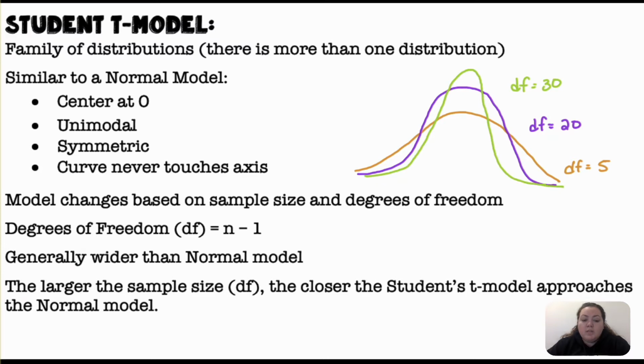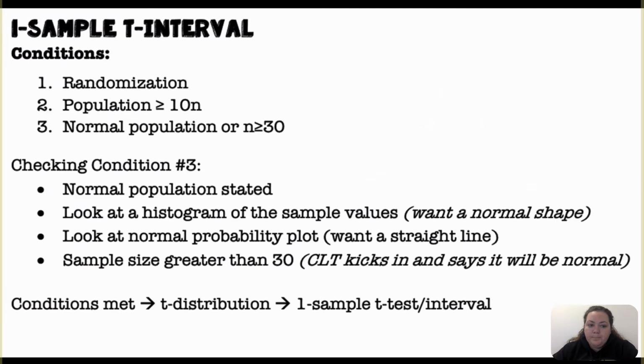So the model changes based on the sample size and degrees of freedom. Degrees of freedom is your sample size minus 1 for this type of scenario with means. It's generally wider than the normal model, and the larger the sample size or degrees of freedom, the closer the student's t-model approaches the normal model. All right, so we're going to talk about doing a one sample t-interval.